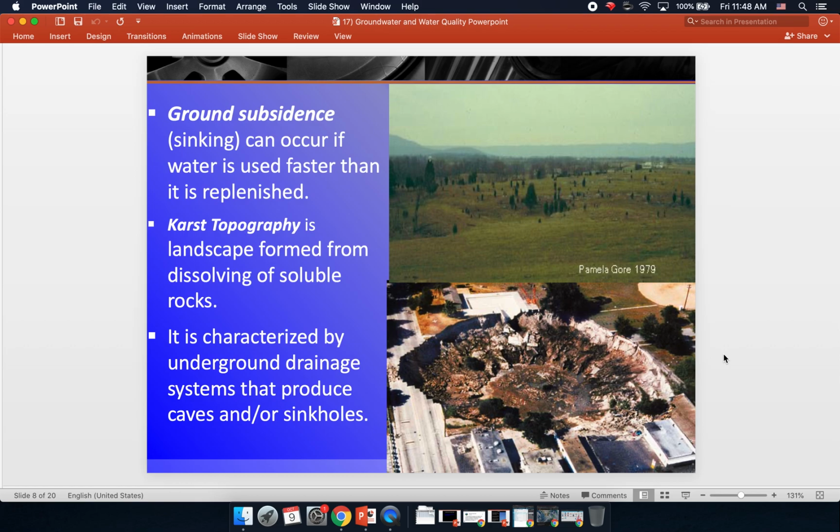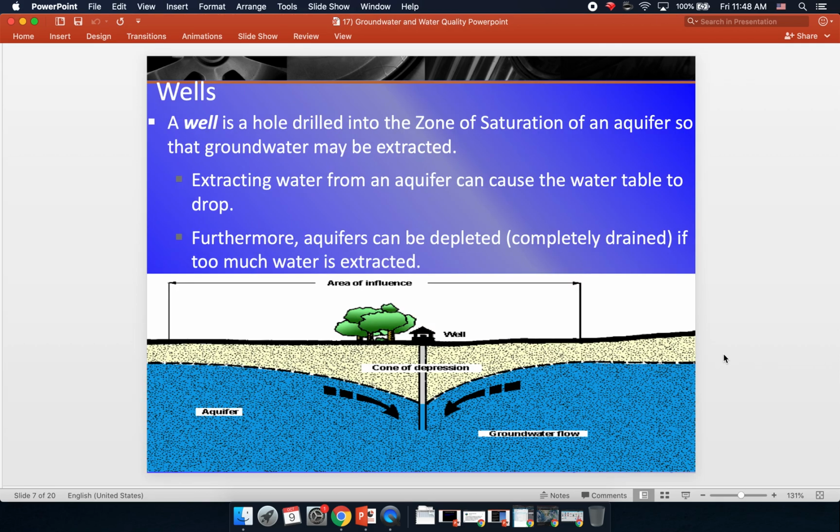All right, ground subsidence or sinking can occur if water is used faster than it's replenished. That's more or less what I was just talking about. If we go back and look at this picture again, you can imagine if water is taken out here, some water pressure is some of what's holding the surface up. So if too much water is taken out and this soil starts to collapse in on itself, this ground level here can actually fall and become lower over time. Just like our example, the San Joaquin Valley in California that we've been talking about since day one in this class.